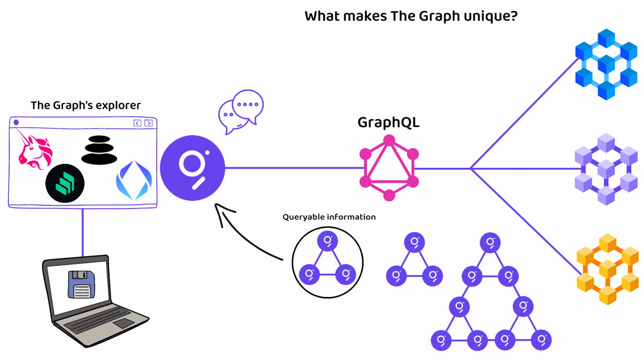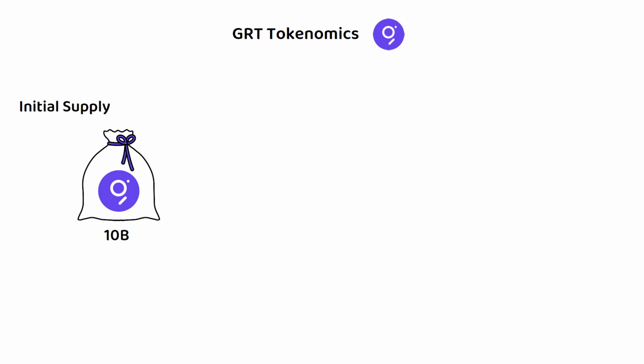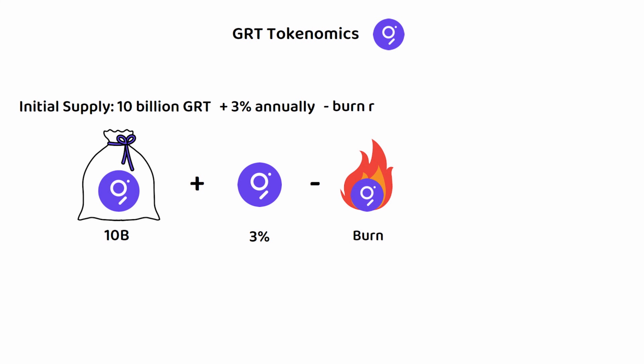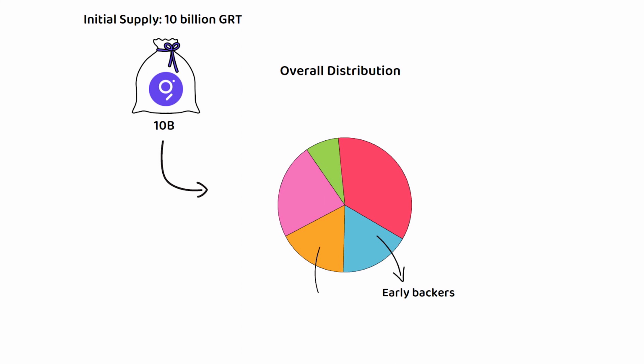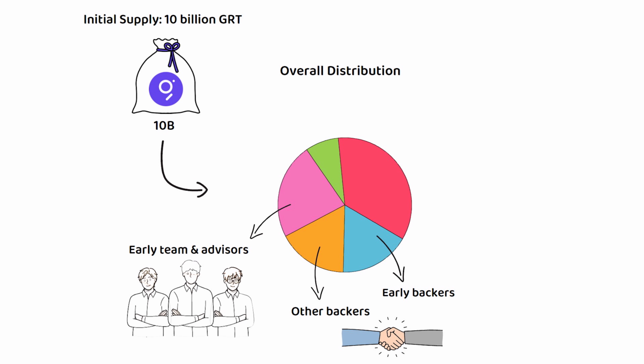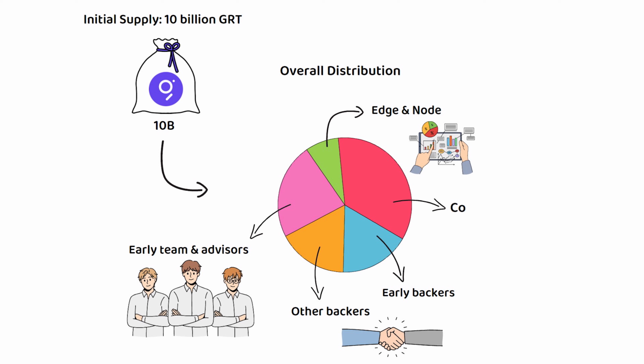But how about the GRT tokenomics? Initially, there were 10 billion GRT tokens, with a new token issuance rate of 3% annually minus the burn rate. Of the initial 10 billion, they were distributed as follows. 17% went to early backers and a further 17% to other backers. 23% was allocated to the early team and advisors, and 8% was allocated to Edge and Node, which includes the initial development team behind The Graph. The last 35% was allocated to the community.